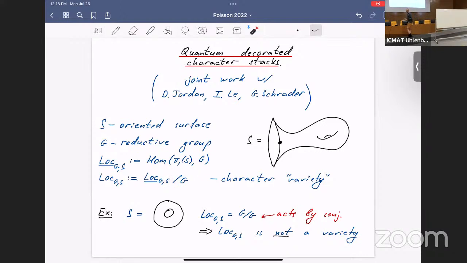Now, let's see an example. So if our surface is just a cylinder, or if you wish a punctured disk, like over here, then pi1 is just Z, so it has a single generator. And to define a homomorphism, we just need to tell where this generator goes under our homomorphism, right? So there will be G worth of homomorphisms. And as we mod out by G, G acts by conjugation here. And clearly G mod G is not a variety, right? Because G doesn't act freely. So that's a problem. So this Loc_G^S is really not a variety. It's a stack instead.